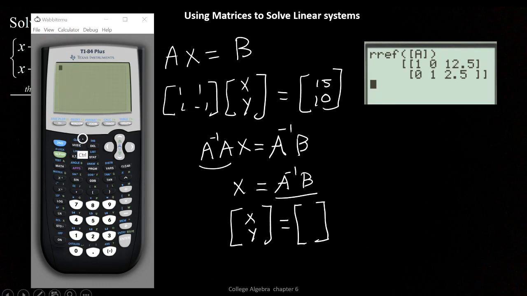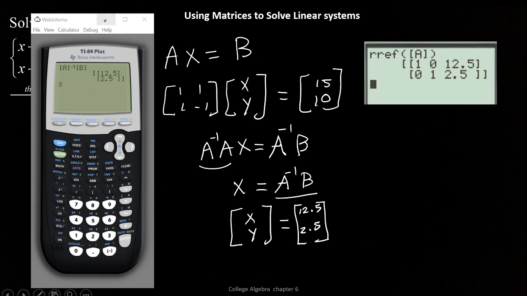So I'll go to the home screen and go to matrix. I'm going to fetch matrix A from here. So here we go. Matrix A. Then to find the inverse, you just use this x to negative 1 right here. See it? X to negative 1. And then you multiply it by matrix B. So go get matrix B. And then multiply. There you go. That's the answer. 12.5 and 2.5, which is exactly the same answers we have here. Right? So that's using inverses. That's how we can solve.